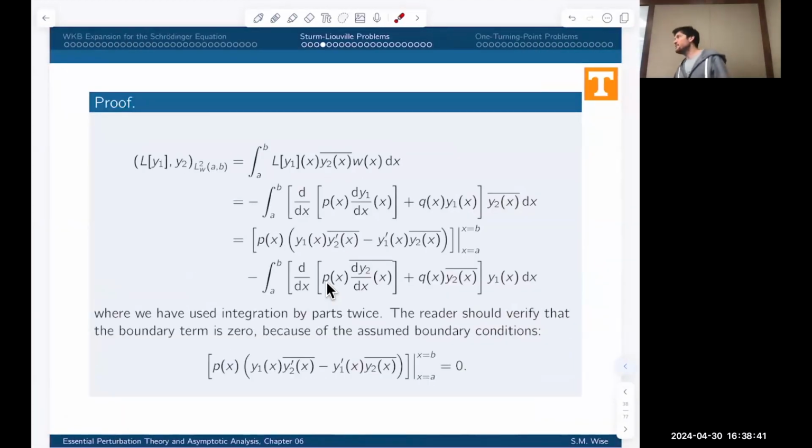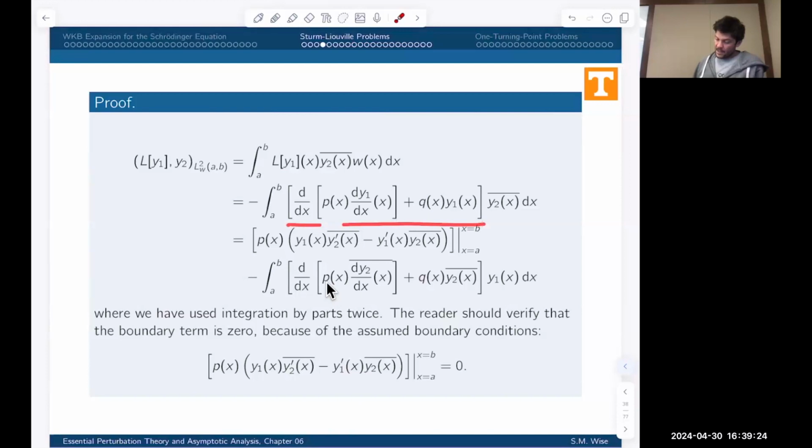So the proof is actually much easier than it is to say. I'm going to write this expression, the weighted L2 inner product of Ly1, y2. By definition, that's equal to the integral from a to b of the operator acting on y1 times the complex conjugate of y2 times the weight function. You can just substitute in the definition of this L function. Now, the L function is given with a minus sign and a 1 over w, and the w and the 1 over w cancel each other. So I just get this.